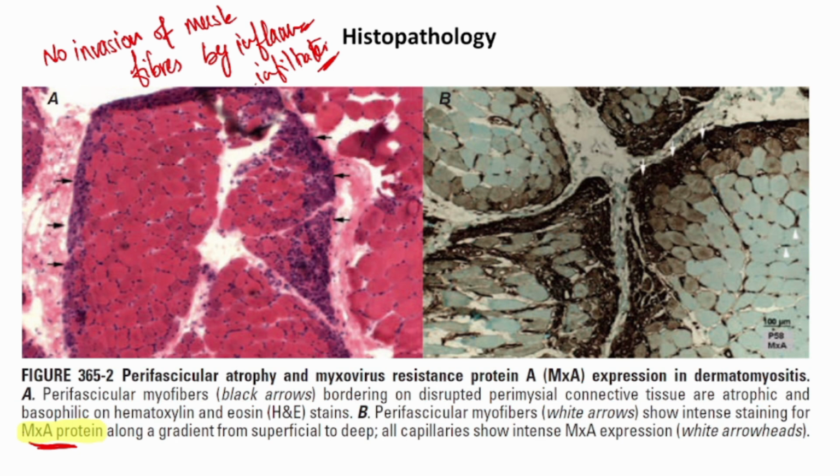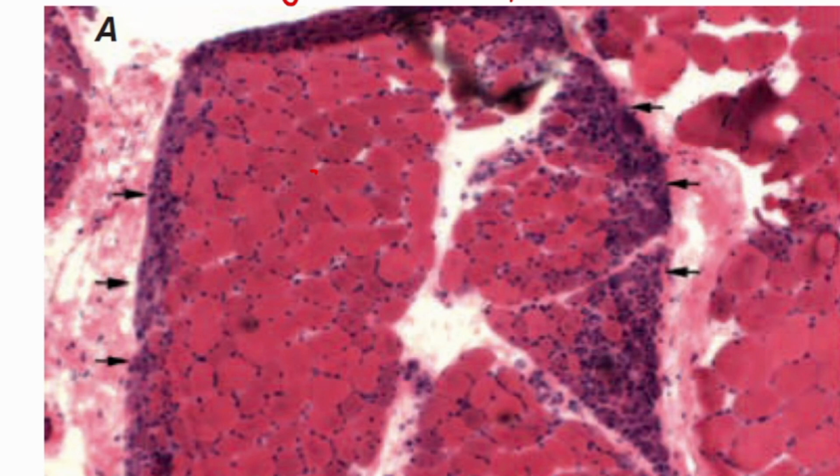Otherwise, on light microscopy, on H&E stain, we will see that the inflammatory infiltrate is basically perifascicular, right? Perimycial connective tissue. They are atrophic and basophilic, right? It is not invading the muscle. Let me zoom in. These are the muscle fibers, right? You can see the cells are not invading these muscles, but they are just perimycial. They are just around these muscles.